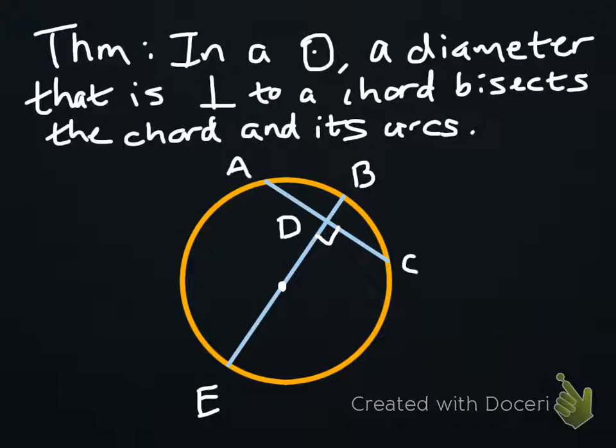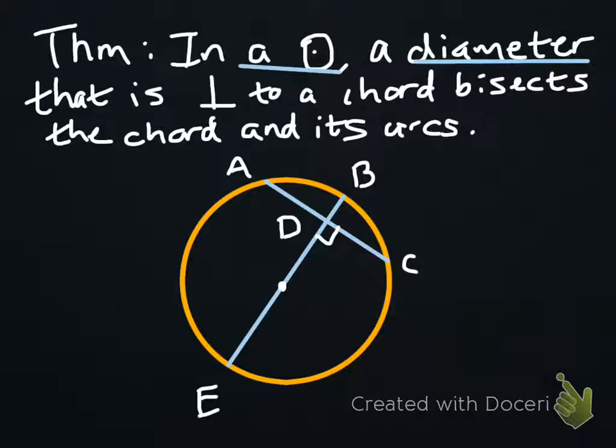The first theorem says, in a circle, a diameter that is perpendicular to a chord bisects the chord and its arcs. So I have pictured our given information. First of all, we know it's a circle, that's given. We know we have a diameter, so in that case, the diameter would be AB.